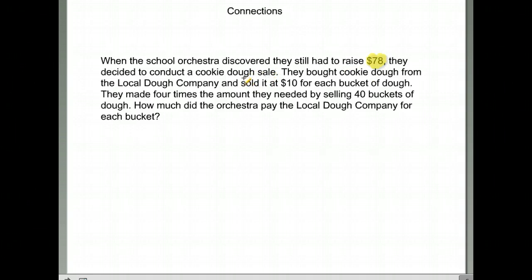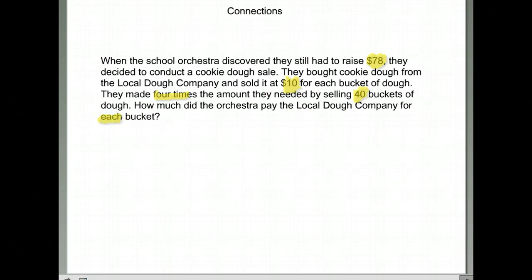They bought cookie dough from a local company and then sold it for $10 a bucket. They made 4 times the amount they needed and sold 40 buckets in the process. How much did the orchestra pay the cookie dough company for each bucket?